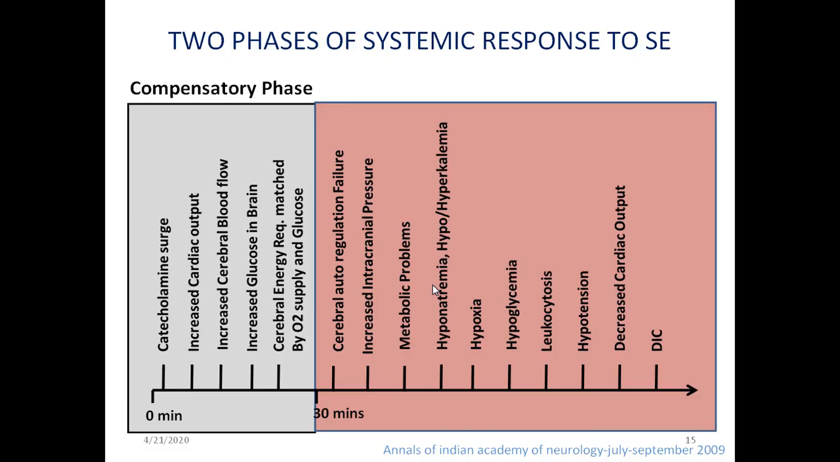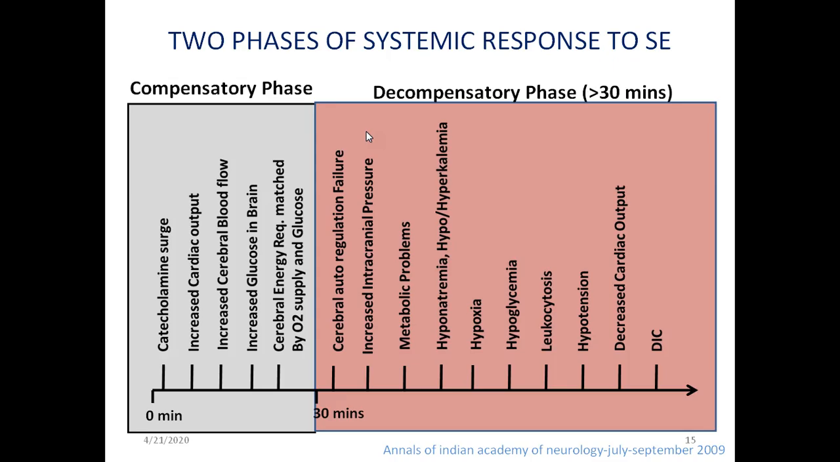Okay. So for the first 30 minutes, as we discussed, there are compensatory changes, right? And beyond that is the decompensatory phase. So these are the two phases of systemic response to status epilepticus. In the first phase, what happens? There is a catecholamine surge, increased cardiac output, increased cerebral blood flow, and increased glucose in the brain, because the metabolic demand is also increased by the persistent burst of neuronal discharge. The brain cells require more energy for this high metabolic demand, and this is compensated in the initial compensatory phase. So the cerebral energy requirements are matched with the oxygen and glucose supply. Whatever the requirement is, it is provided by the compensatory mechanism.